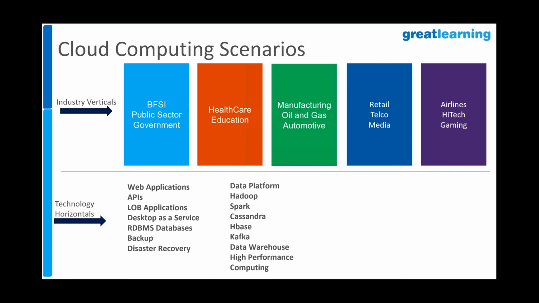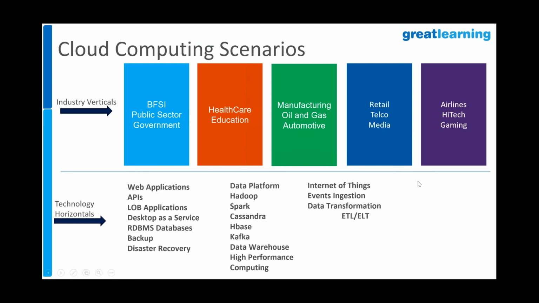Another technology horizontal is where the enterprise uses a data platform, for example Hadoop, where they want to spin up a very large Hadoop cluster that can query terabytes, today close to petabytes of data, looking at Spark, Cassandra, HBase, Kafka, running the data warehouses, and also high performance computing. Another horizontal is Internet of Things, where they want to manage millions of devices.